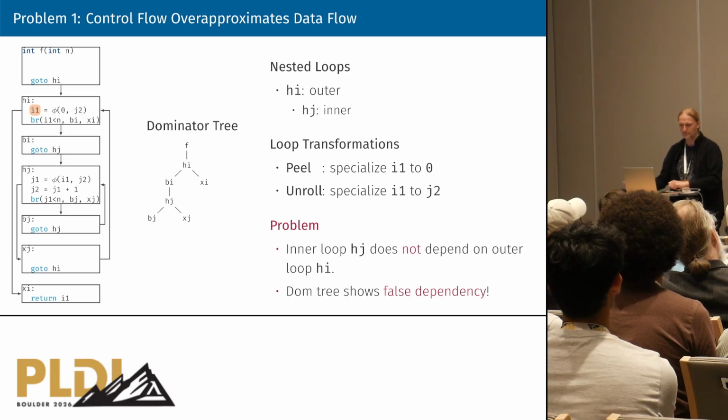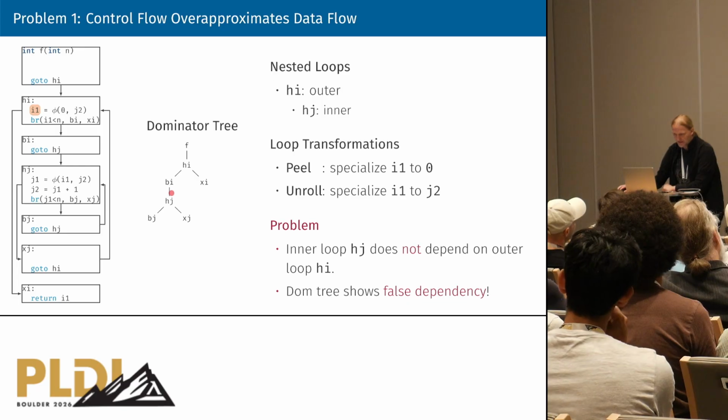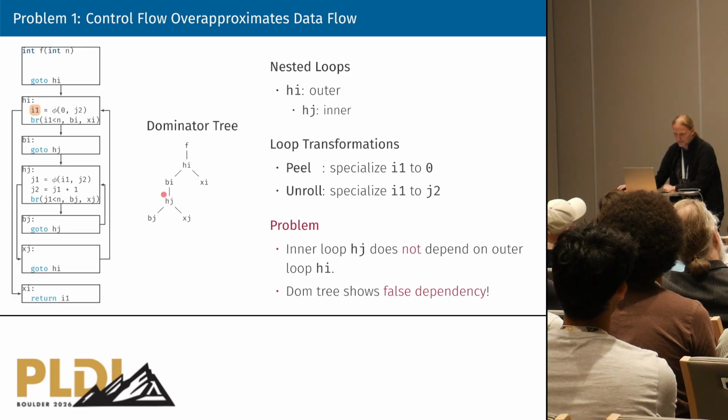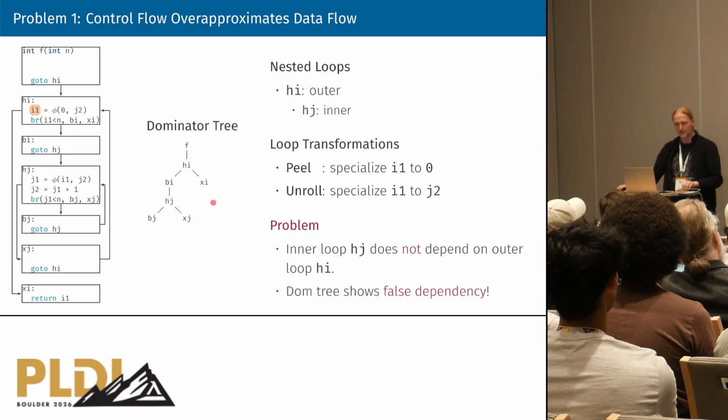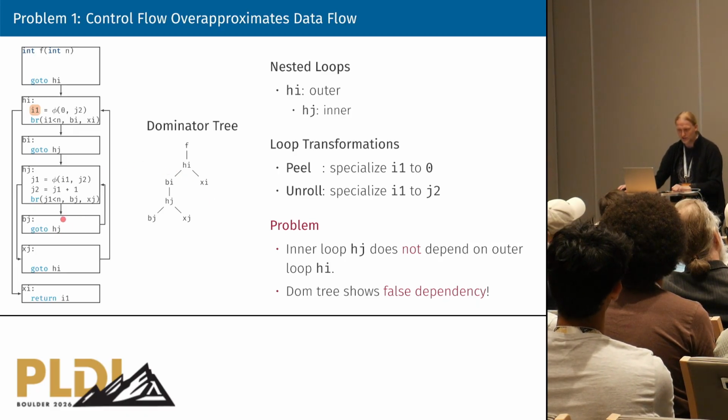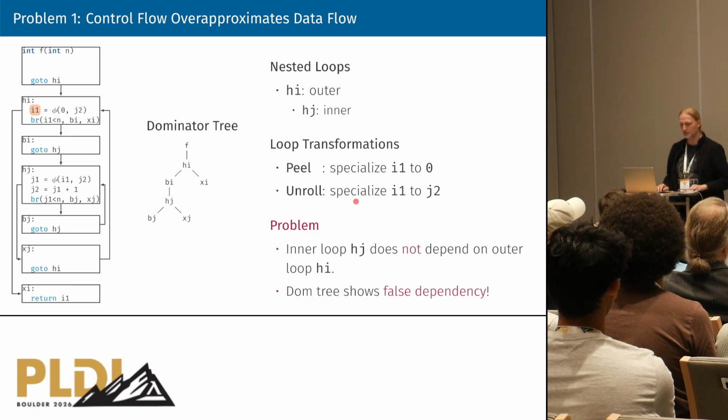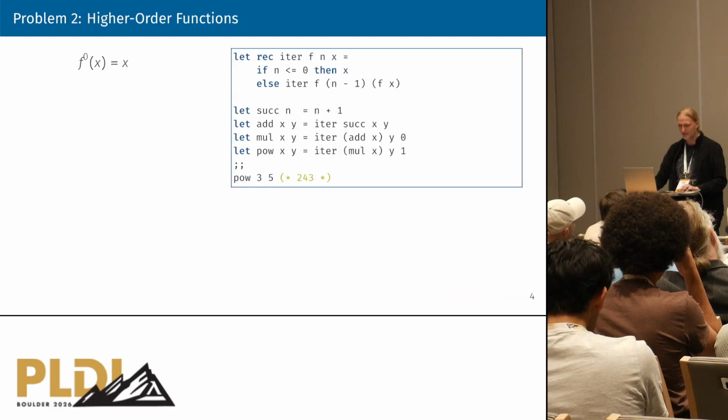Now, here's the problem. If we look at the dominator tree, it tells us that the inner loop hj has a dependency on hi, the outer loop. But as a matter of fact, this inner loop doesn't actually use anything that the outer loop is defining. So this dominator tree shows a false dependency. In order to peel or unroll the loop, we don't actually have to touch the inner loop in this example.